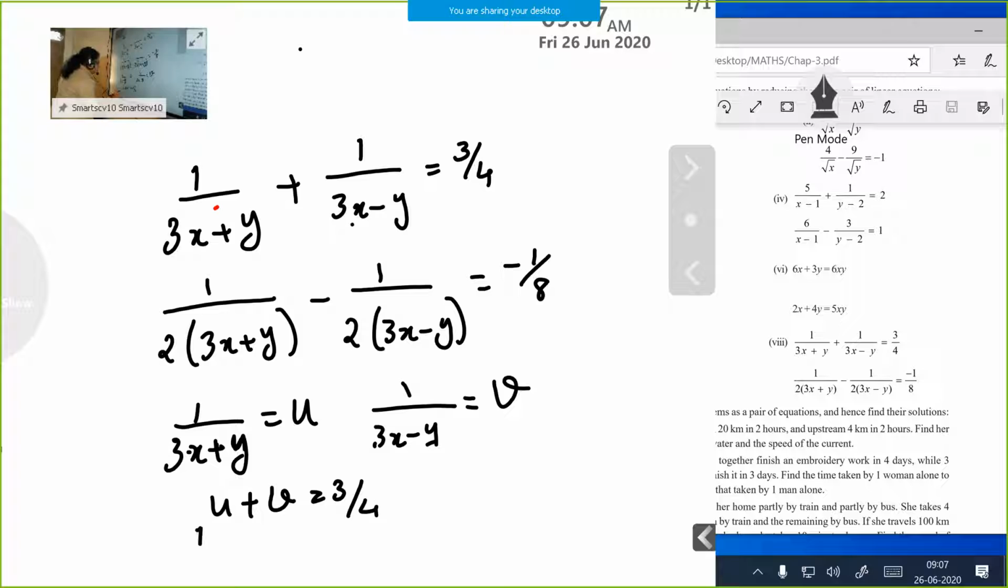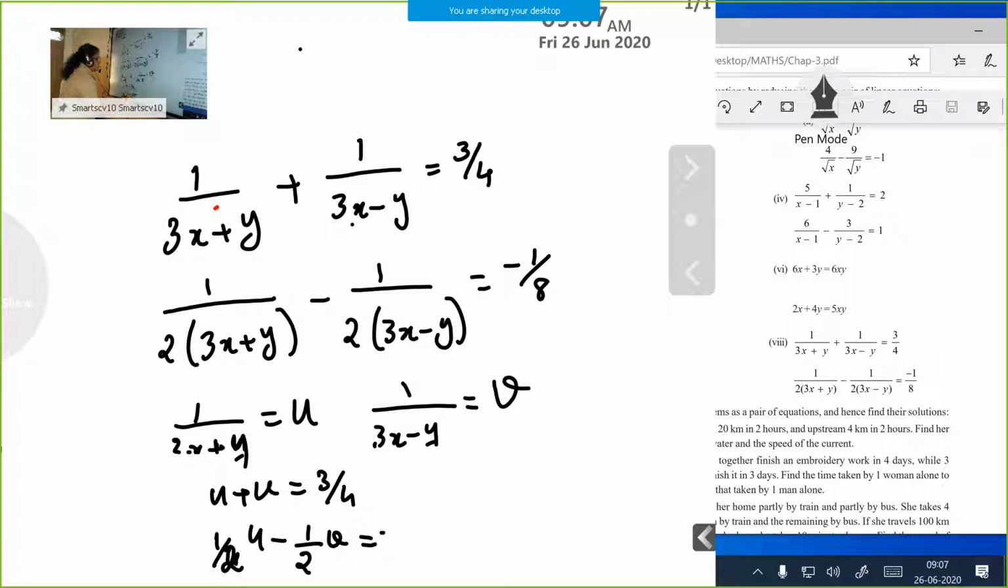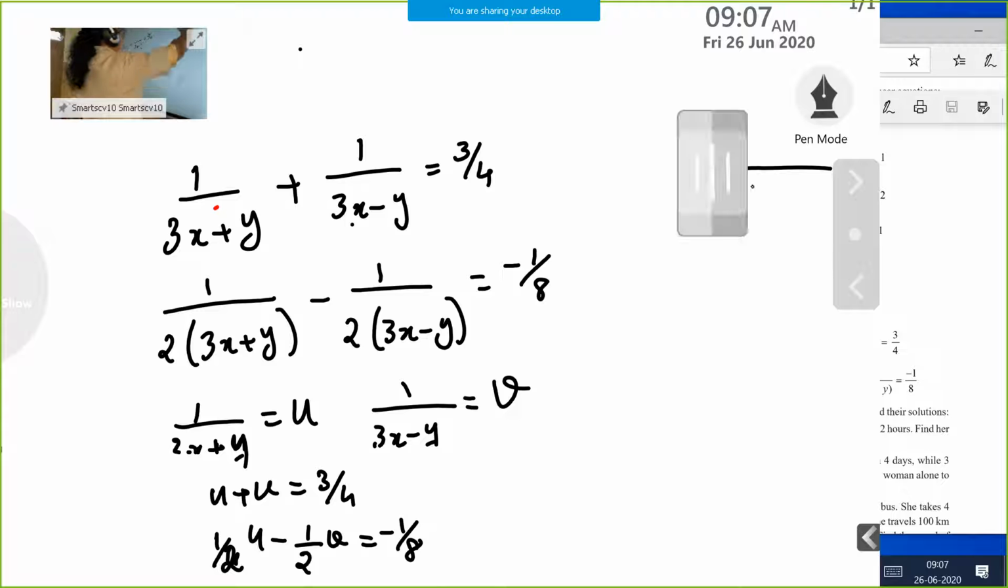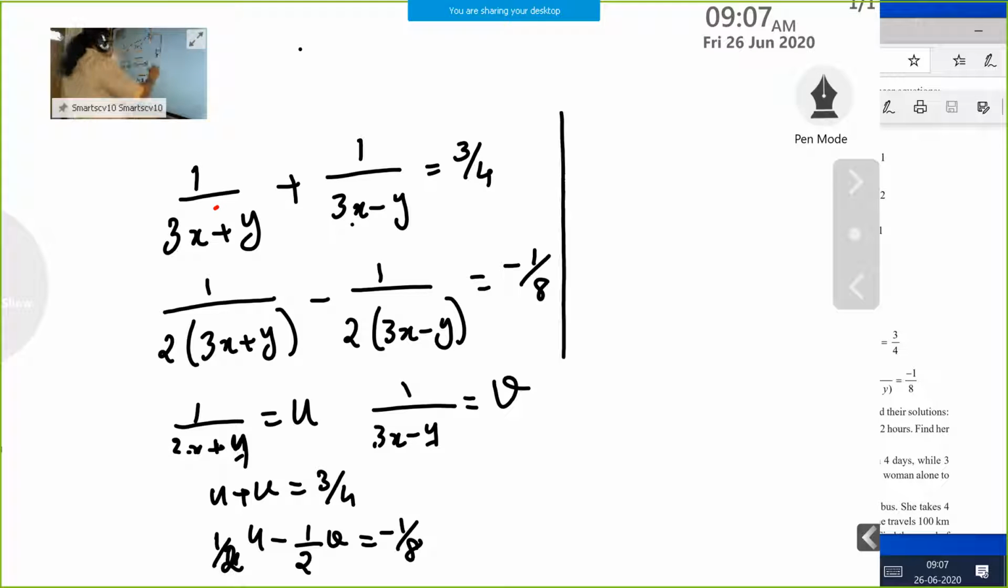u plus v is equal to 3 by 4. And 1 by 2 u minus 1 by 2 v is equal to minus 1 by 8. That is the second equation. This is equation number 1, this is equation number 2. Okay.